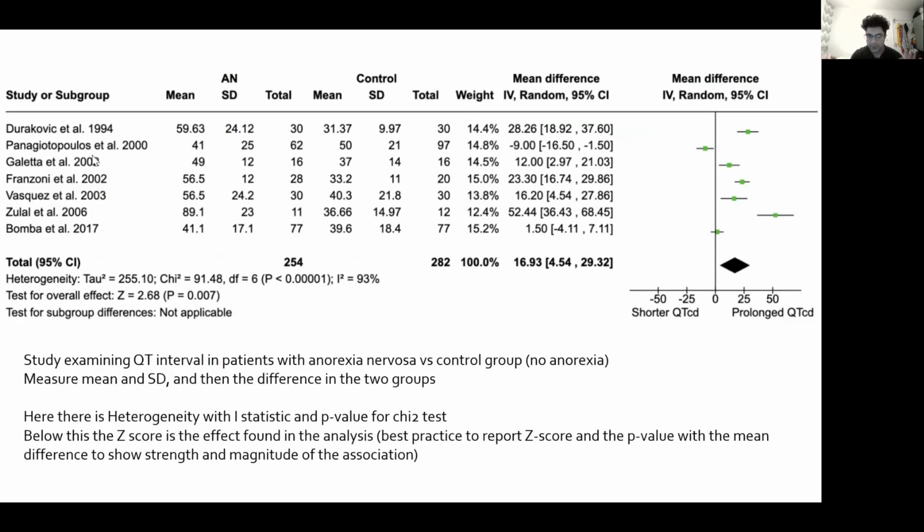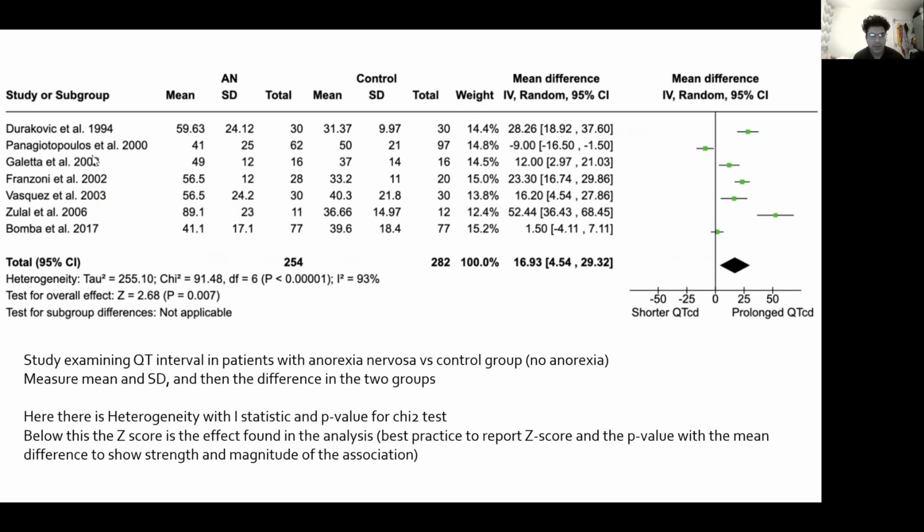This is another type of meta-analysis, trying to show you some variety here. So this one has a mean, SD, which is standard deviation, and we're essentially comparing the QT interval in patients with anorexia versus a control group who don't have anorexia. And obviously, because QT interval is measured as a time, so in milliseconds, it's a continuous variable, and therefore it's going to have a mean. And then because it has a mean, we're also going to provide a standard deviation for that mean.